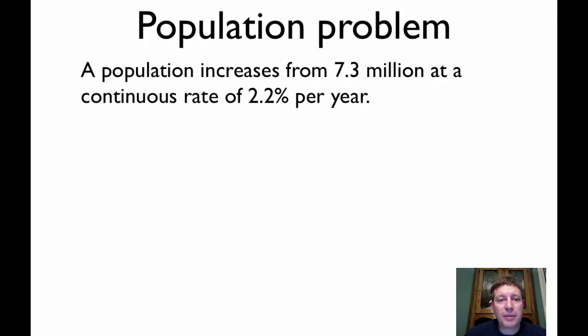Now let's talk about a population problem. If there's a population that increases from 7.3 million continuously at 2.2% per year, one thing we want to make sure we pull out of this, as soon as you see this word right here in a problem regarding exponential growth, we've got to be thinking of a formula with e in it. So as soon as you see that word continuous, we've got to be thinking of this sort of formula. This is the formula that's going to be used anytime you see the word continuous. So just beware and be ready to watch for that.